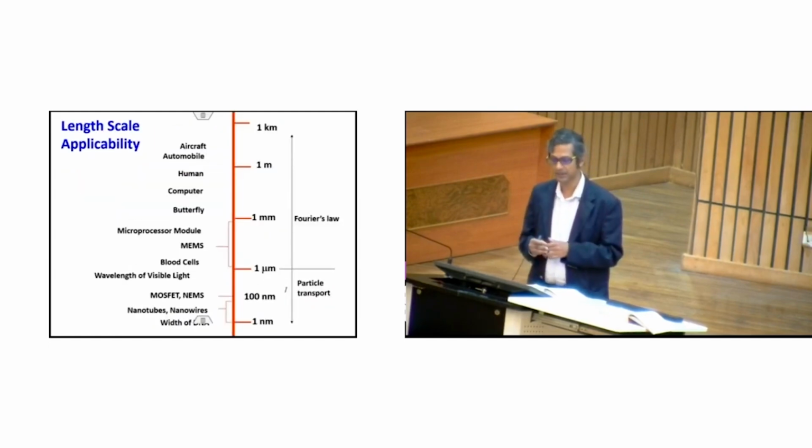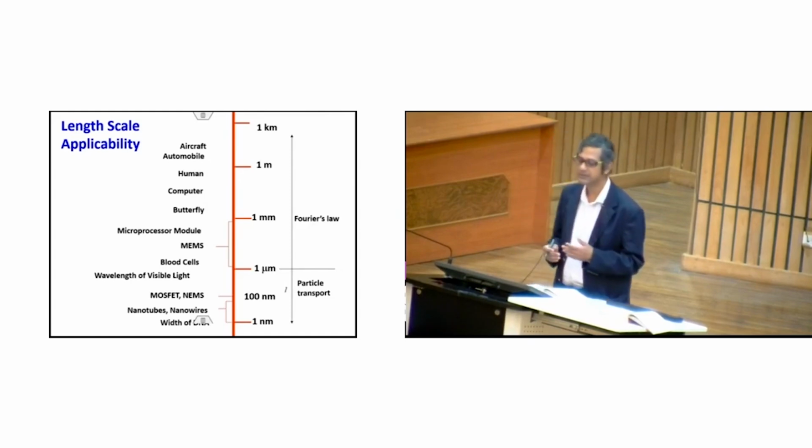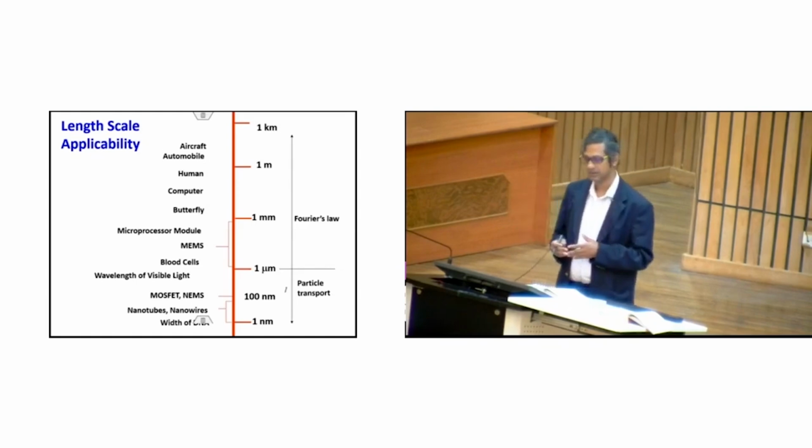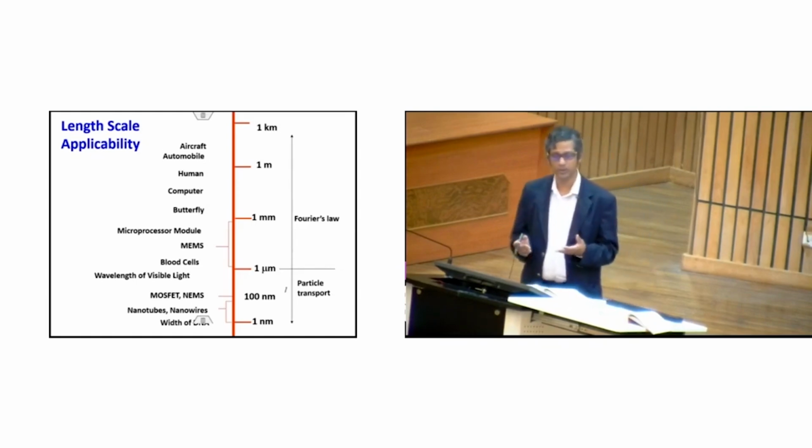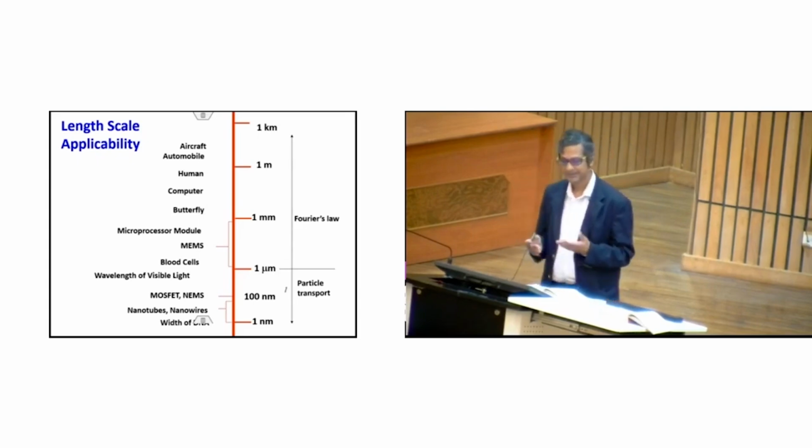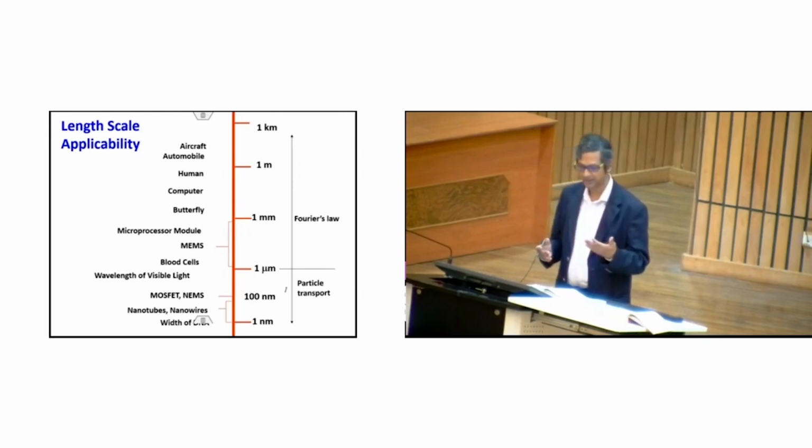Now, if you consider the length scale or applicability of these things, an aircraft or a human, you can understand that they are pretty big, right. Even a computer is also pretty big, but if you look at a microprocessor module or a blood cell or maybe a MOSFET, or even nanotubes and nanowires, they are pretty small. Therefore, Fourier's law obviously will be applicable to all, but the transport in nanoscale materials, like MOSFETs, MEMS, nanotubes or even microprocessor modules, will be governed by particle transport. That means it will be governed by either electrons or phonons. Okay, so far so good.